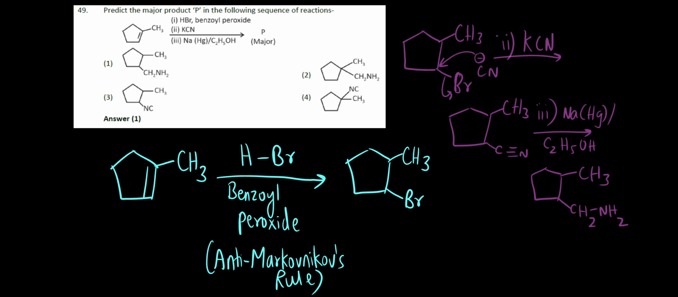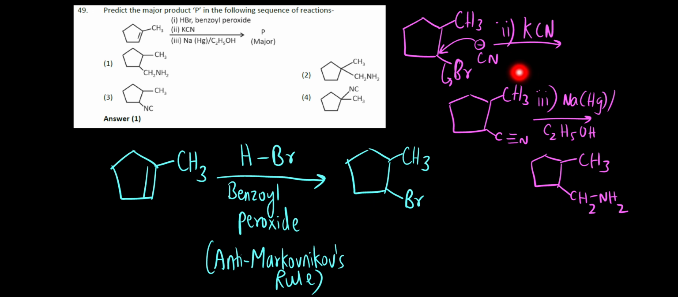Then the second reaction is with cyanide. Cyanide will substitute by the SN2 mechanism. We will get the cyanide, and the last step is reduction: sodium amalgam in ethanol. This is a reduction step, and cyanide gets reduced to primary amine. So the correct answer will be option 1, CH3 and then CH2NH2.